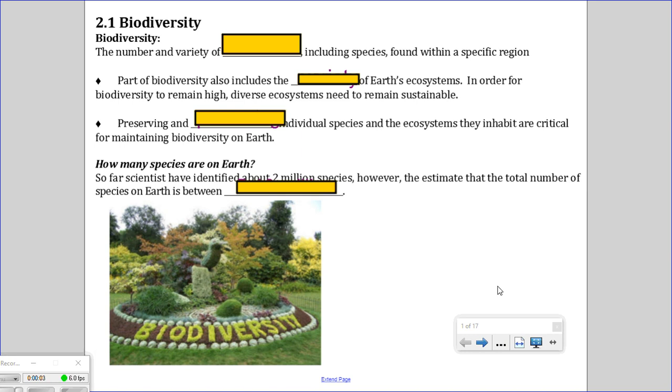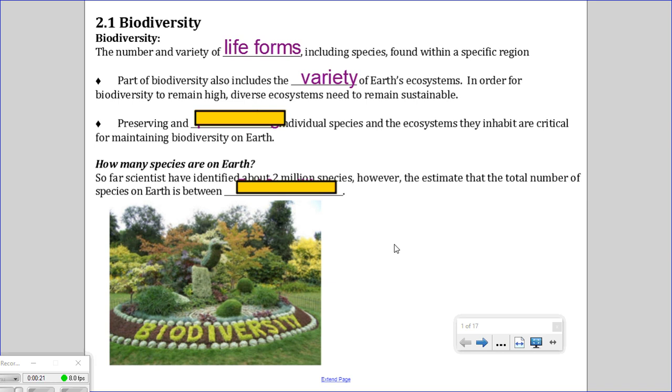In this video, we will go through the topic of biodiversity. We'll first start with a definition for biodiversity. So this is the number and variety of life forms, including species, found within a specific region. Part of biodiversity also includes the variety of Earth's ecosystems.